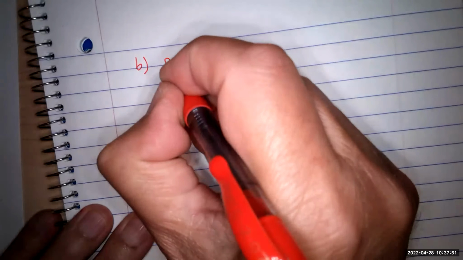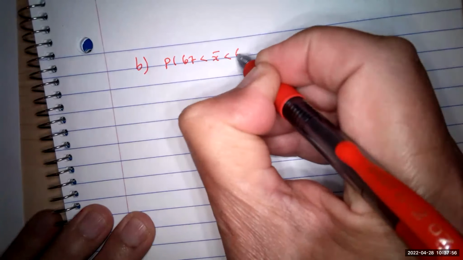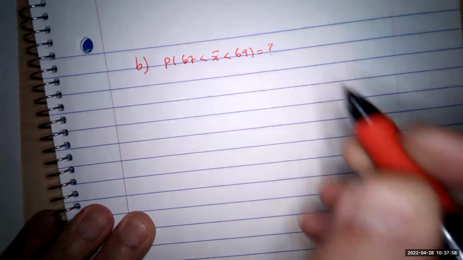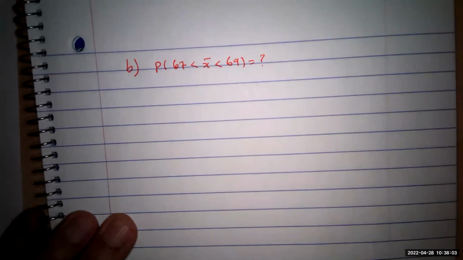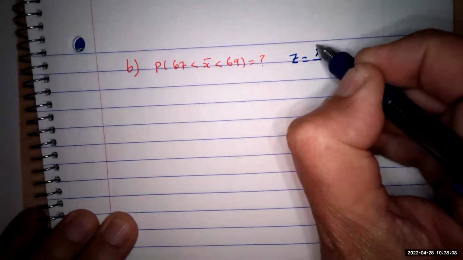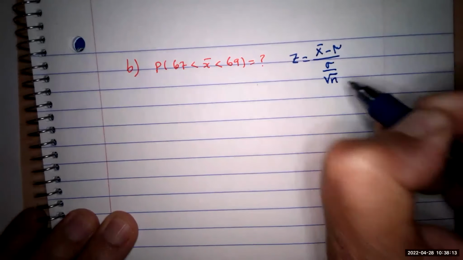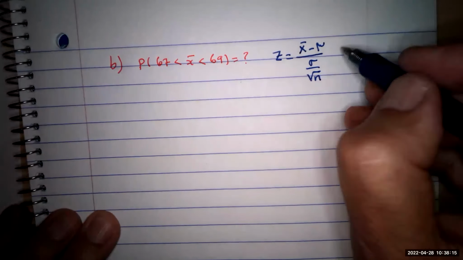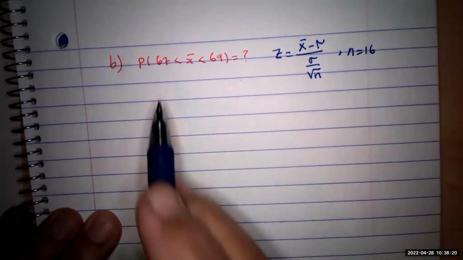For the second part, you are going to find the probability that 67 is less than x bar, less than 69. So again, you have to find the z score, but your formula is different. Your formula for z is x bar minus mu over sigma over radical n. And remember, the sample size was 16. So find the z score again.